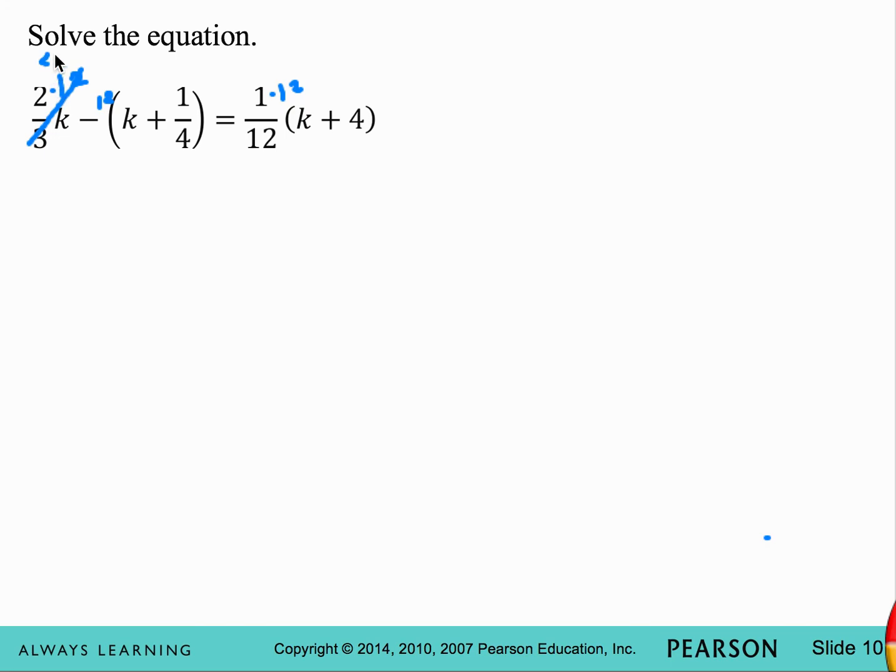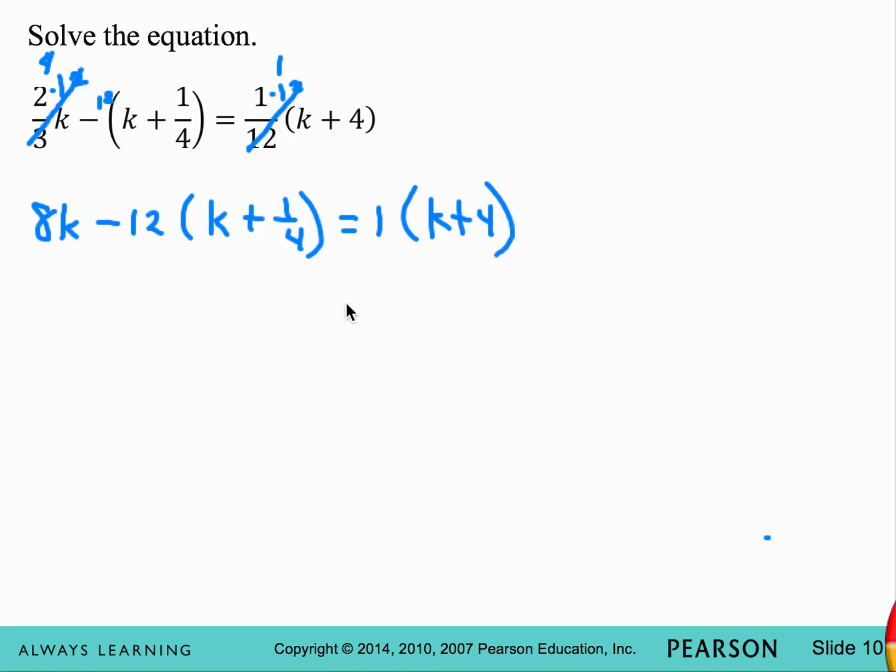12 divided by 3 is 4. So this is 2 times 4k, or 8k. Now there's no number out here, so it's a 1. So 12 times 1 is just 12. Twelve divided by 12 is 1, so 1 times 1 is 1, but I still have the k plus 4. Okay, so I got rid of as many fractions as I could. I can't get rid of this fraction until I get rid of the parentheses, right? It's hooked together inside those parentheses.